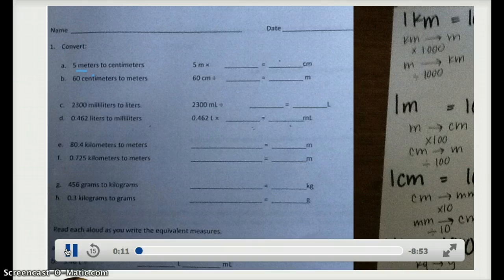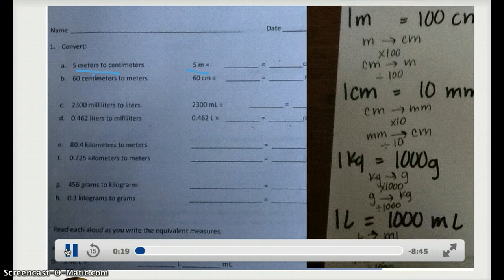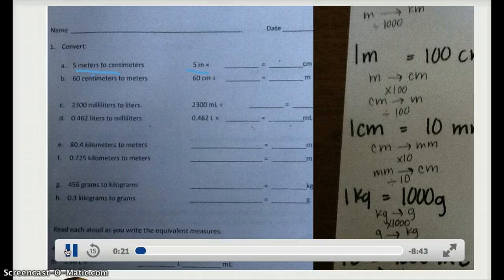5 meters to centimeters. So here it says 5 meters times what? It gets centimeters. So I'm going to look over in my chart. Meters to centimeters is right here. So I'm going to multiply by 100 to get 500. I took that 5, the decimal is after that one spot, I went 1, 2 to get 500.